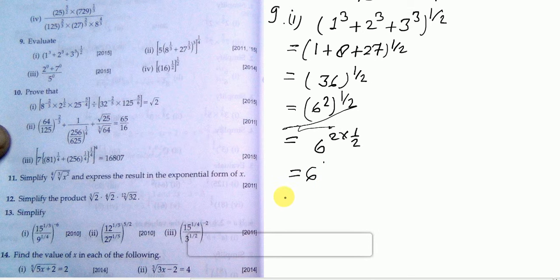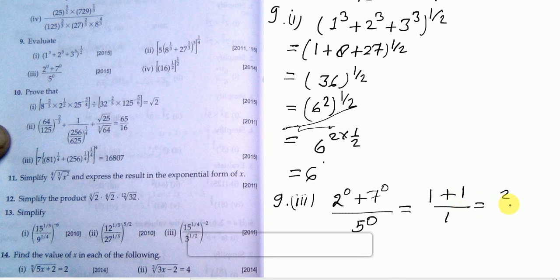This is our answer. Now we solve the third question of 9, 9 third: 2 raised to the power 0 plus 7 raised to the power 0 plus 5 raised to the power 0. We know any number whose power is 0, its value is 1, and this is 1, 1 plus 1 is 2, 1 and 2.